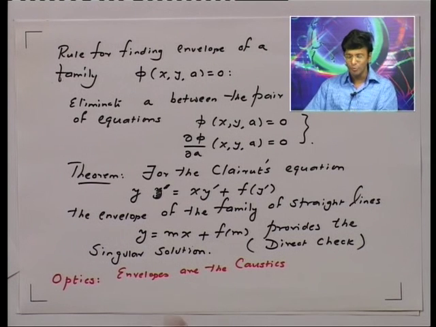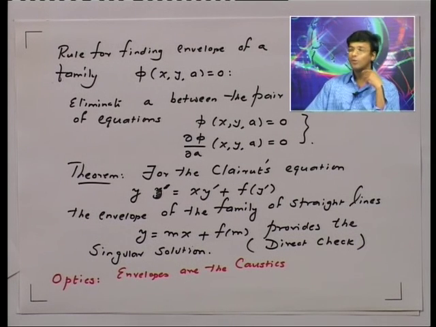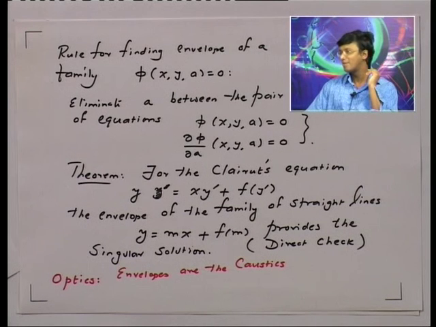It is the second one that you will get when you carry out the rule for finding the envelope. Take this equation y equal to mx plus f of m, differentiate with respect to m, what do you get? 0 equal to x plus f prime of m, and so that exactly gives you the other equation, x plus f prime of y prime equal to 0.